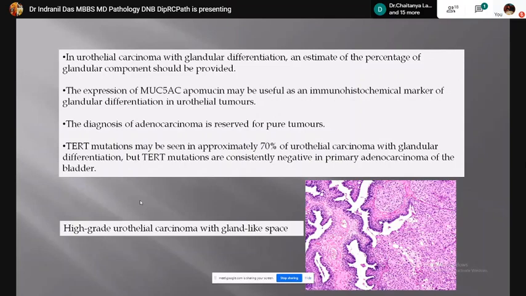As in the case of urothelial carcinoma with squamous differentiation, the expression of MUC5AC and apomucin may be useful to differentiate it from colonic carcinoma. The TERT promoter mutation may be seen in 70% of cases of urothelial carcinoma with glandular differentiation, whereas TERT mutations are consistently negative in primary adenocarcinoma of the urinary bladder.